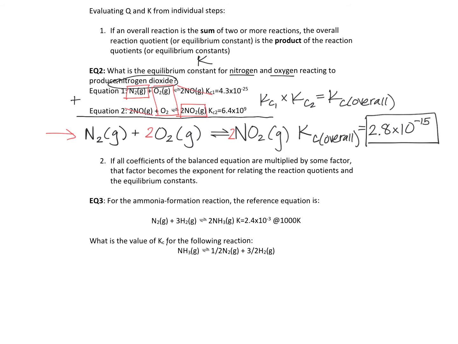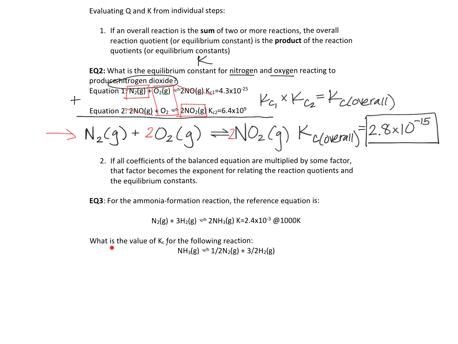Okay, so for the ammonia formation reaction, the reference equation is right here. So I have a balanced equation with a corresponding K and a temperature. The temperature we're not going to do anything with in the calculation. Just remember that K would change if you had a different temperature. So this is a way of stating we're at constant temperature.